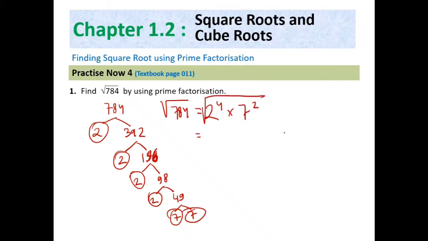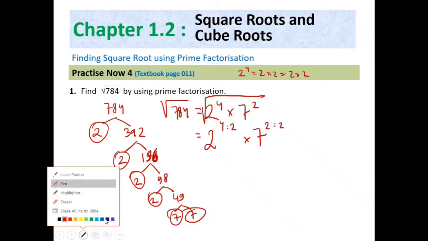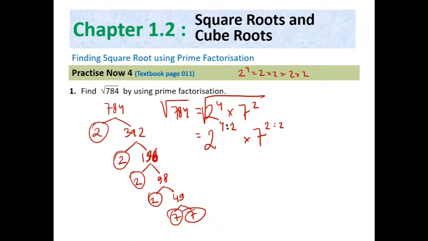And square root. What is square root? Square root is easy like this. 2 power 4 means 2 times 2 times 2 times 2, right? So you just divide the power by 2. Okay, I will give you the easier part. So 2 power 4 divided by 2 times 7 power 2 divided by 2. So what you need to know is this, divide by 2, divide by 2. So the answer is 2 to the power of 2 times 7 to the power of 1, or 2 to the power of 2 is 4 times 7. So the answer is 28.